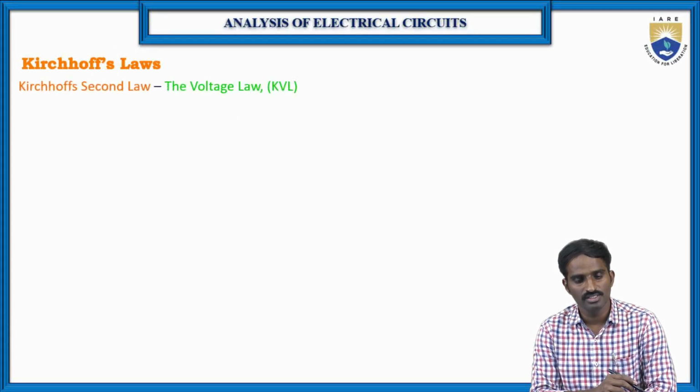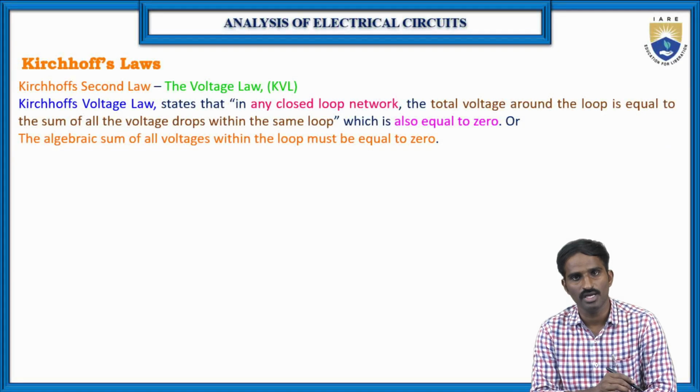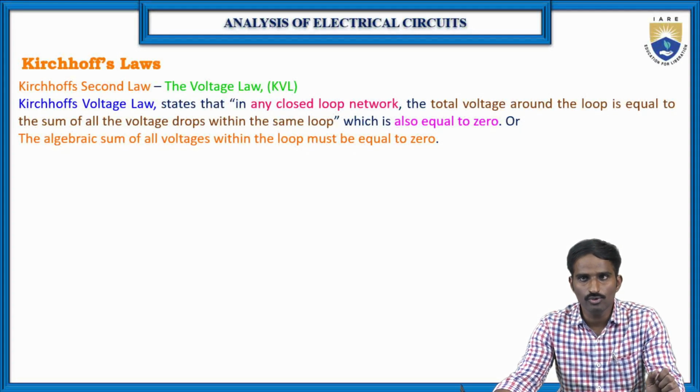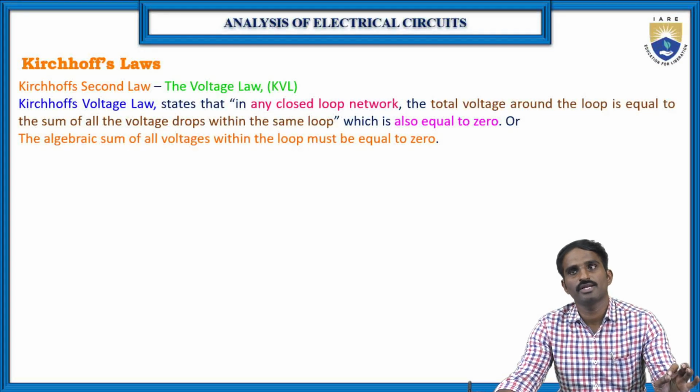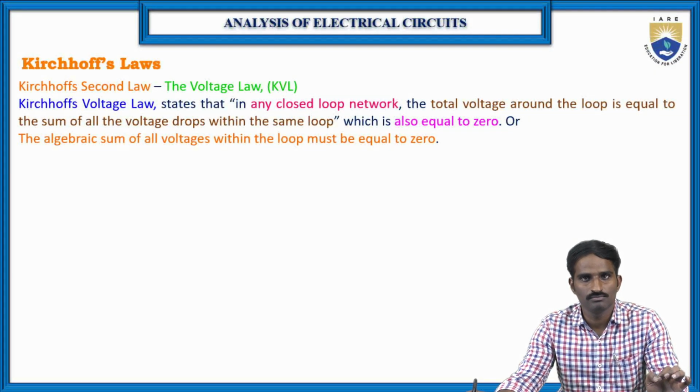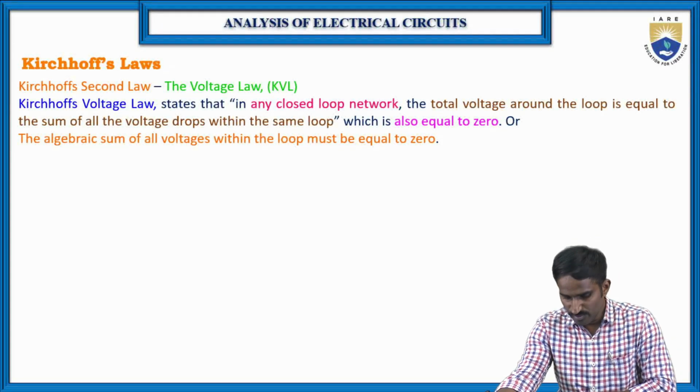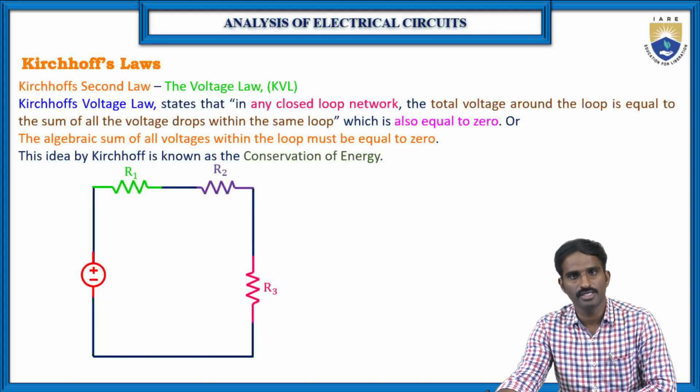Then coming to Kirchhoff's second law, which is Kirchhoff's voltage law. According to Kirchhoff's voltage law, in any closed loop network, the total voltage around the closed loop is equal to 0. So the total voltage around the loop is equal to 0. Or in other words, the algebraic sum of all voltages within the loop is equal to 0. So which means, again, let us consider a circuit.